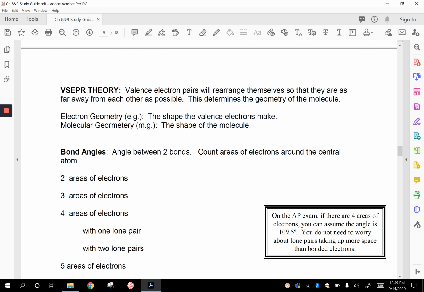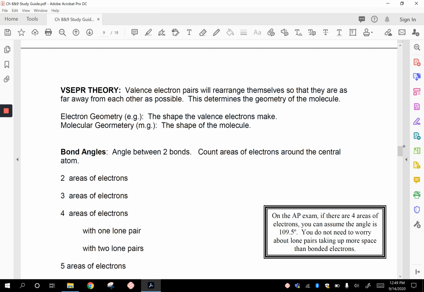VSEPR theory. So VSEPR theory says, valence shell electron pair repulsion theory. So it says that the electrons that are in the valence shell, so the valence electrons, the ones in the highest energy level, exist in pairs and they repel each other. So because those electrons that are in the valence shell exist in pairs and repel each other, that means that each pair of electrons are pushing all the other pairs of electrons away, as far away from each other as possible, because they repel each other.